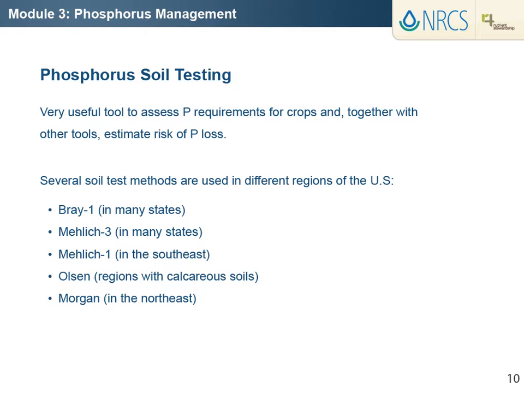Soil phosphorus testing is a useful tool to determine phosphorus requirements by crops and to help assess the risk of phosphorus loss. Many soil testing methods have been adopted in different regions of the U.S. For example, the Bray 1 and Mehlich 3 methods are used in many states. The Mehlich 1 method is used mainly in the southeast of the country, whereas the Olsen method is recommended in regions with calcareous soils.